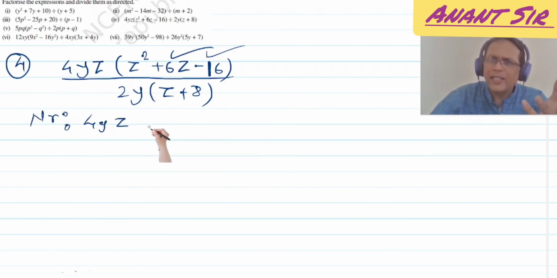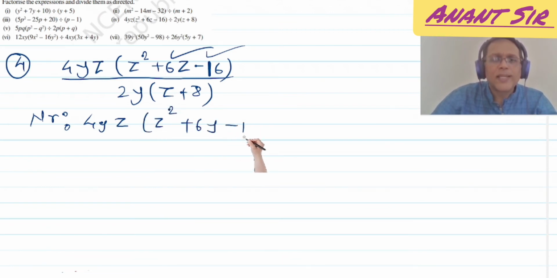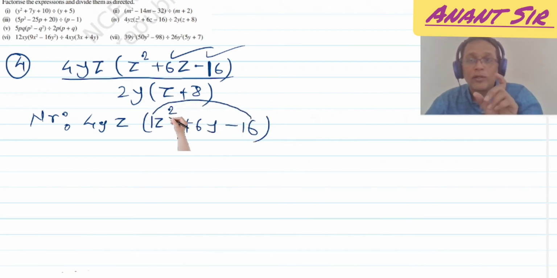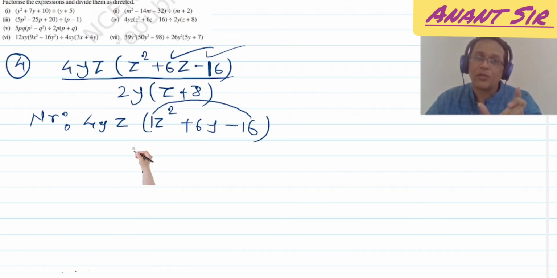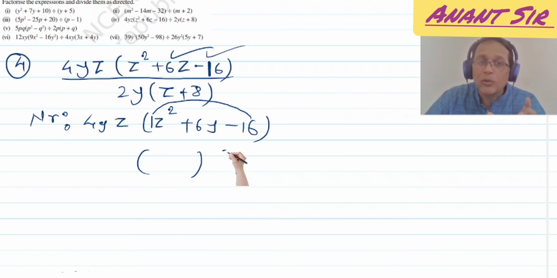We cannot do anything about that 4yz. So this is z square plus 6z minus 16. What is the first term here? First number 1. So multiply. Now I am going to tell you how to directly write the two factors. Directly we will be writing the two brackets here.